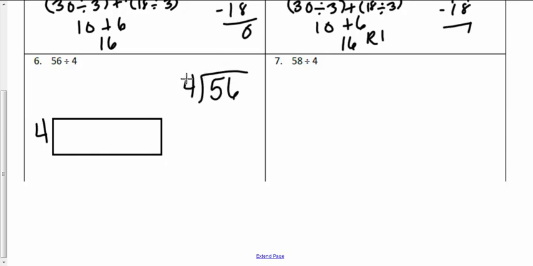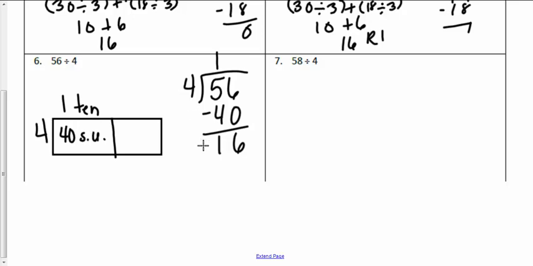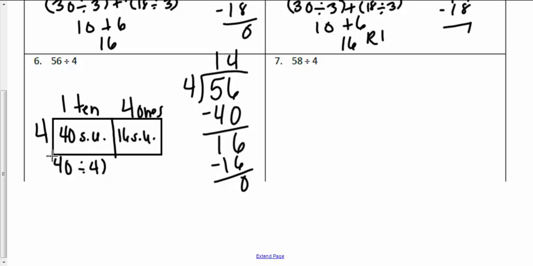All right, so I'm trying to think of how many times 4 would go into 5, and I know that would be 1. So this would be 10, which would give this rectangle an area of 40 square units. So when I take away the 40, that's going to leave 10 and 6 ones, and 4 will go into 16 exactly 4 times. That would give me 16 square units. That means that I would have a remainder of 0. All right, so using the distributive property, that would be 40 divided by 4 plus 16 divided by 4, which is 10 plus 4, which is 14.